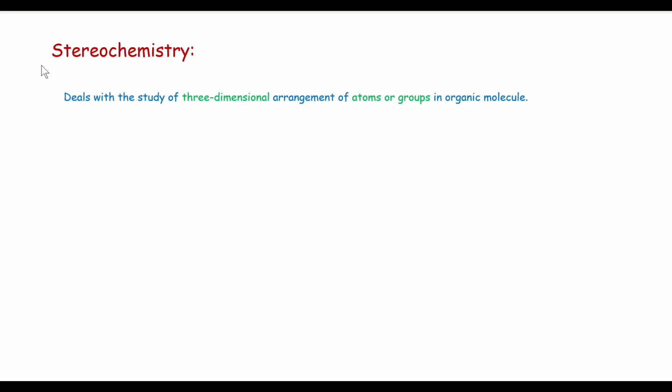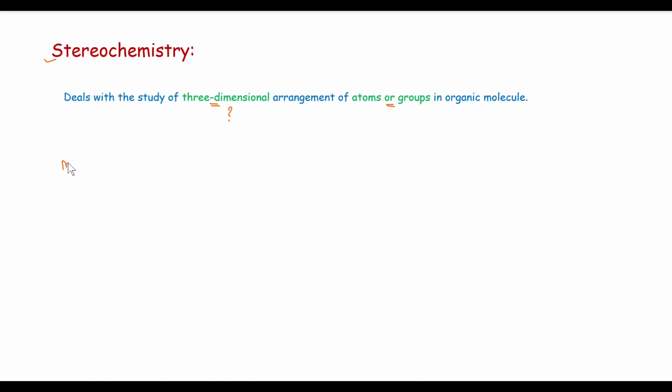In this video lecture, we will discuss a new topic, that is stereochemistry. Basically, stereochemistry deals with the study of the three-dimensional arrangement of atoms or groups in an organic molecule. One question arises in the mind: why do we study the three-dimensional arrangement of atoms or groups in an organic molecule? To answer this question, consider one example.